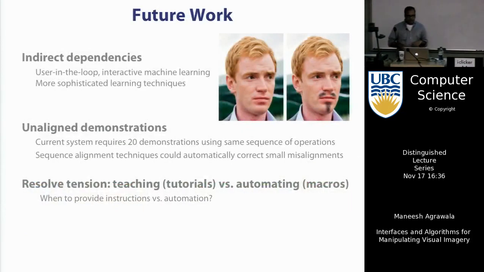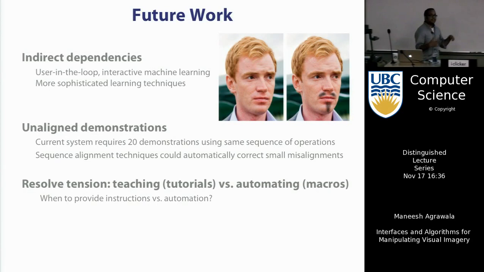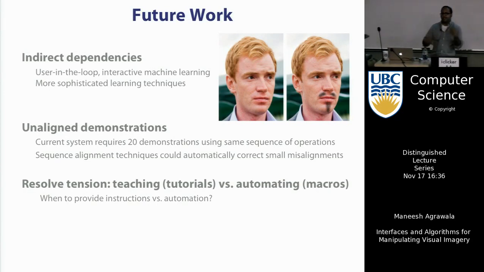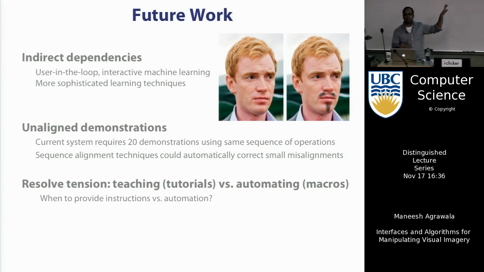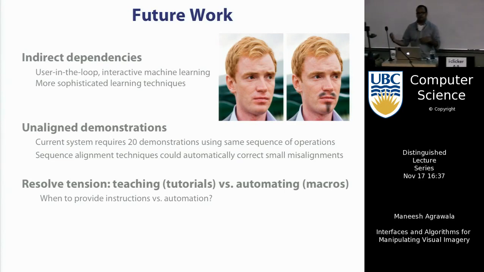Okay, future work here. We'd love to learn those indirect dependencies, like the hair color that I mentioned earlier. Another issue with this system is that it requires aligned demonstrations. The person has to perform the same sequence of operations in the same order 20 times. And that can be a bit difficult. So we'd like to get around that, and I think there are ways that we could correct small misalignments fairly easily. And then finally, one of the things that I'm really interested in is this tension between tutorials and macros.